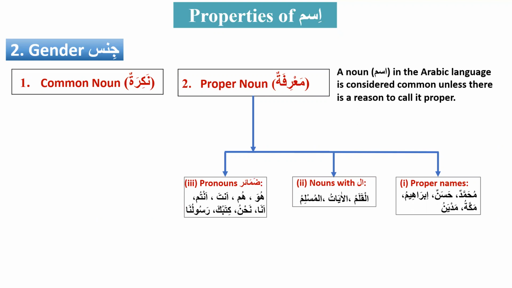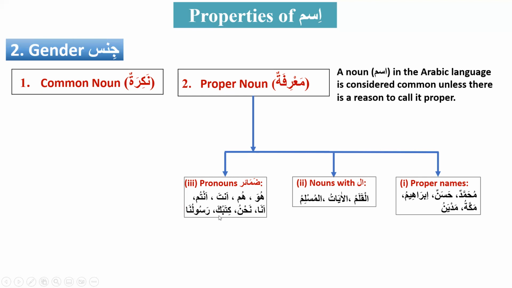Third reason, all the pronouns like huwa, hum, anta, antum, ana, nahnu, attached or detached, doesn't matter. Because huwa, hum, anta, antum, ana, nahnu, they are detached. We know that already. This is our first lesson. These are all proper nouns.